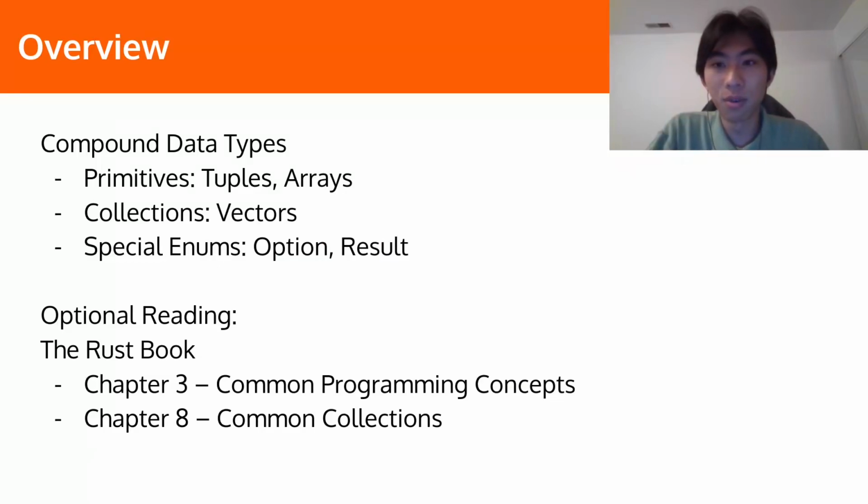As an overview of what we'll talk about today, first we'll look at some different compound data types. The most primitive compound data types are tuples and arrays. We'll talk about vectors, which are a common type of collection, and then we'll look at two special enums, option and result. For some additional reading, you can look at these two chapters of the Rust book, which go over similar content as this lecture.